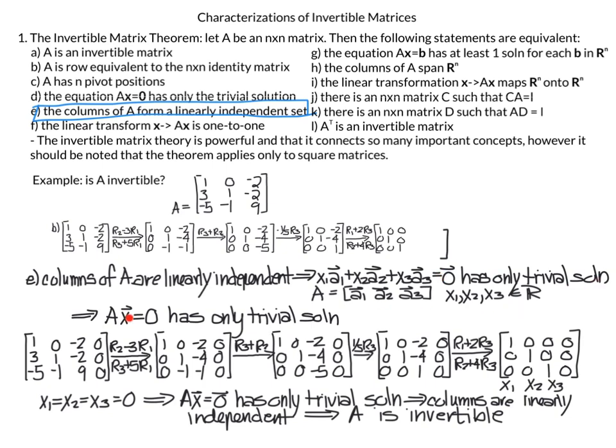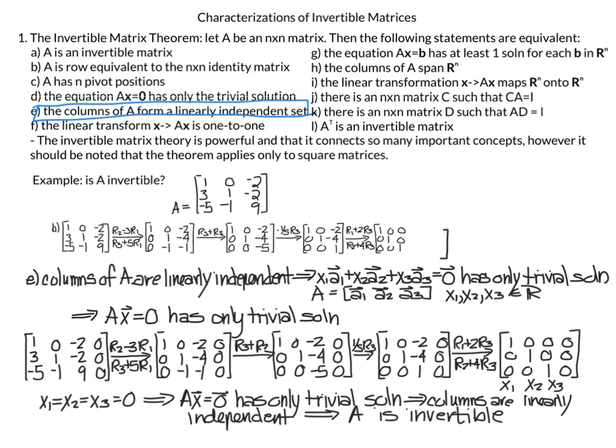So we can look at AX equals 0, so I row reduce everything, and I eventually get to this matrix, which tells me x3 is equal to 0, x2 is equal to 0, x1 is equal to 0. So AX equals 0 has only the trivial solutions, which by the way means the columns are linearly independent, which means that A is invertible.